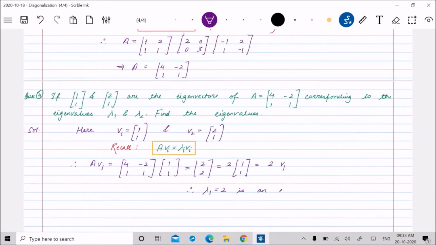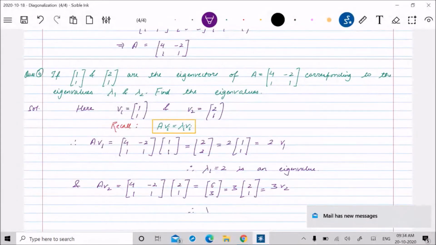Is an eigenvalue, right? Similarly, A times V2, and this is 4 minus 2 1 1, and the vector V2 is this one 2 1, and if you multiply them, you get 8 minus 2 will be 6, 2 plus 1 will be 3, and you can comfortably take 3 common, and inside this vector you will be having elements 2 1, and surprisingly this is nothing but 3 times of V2.